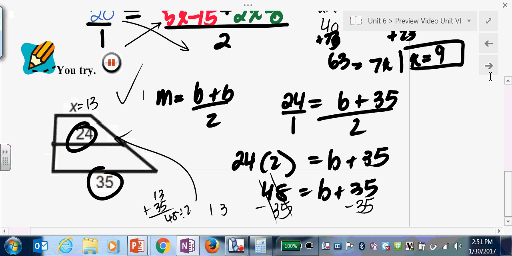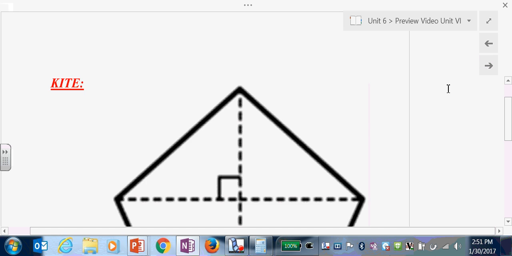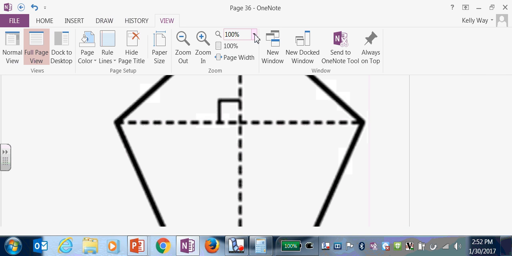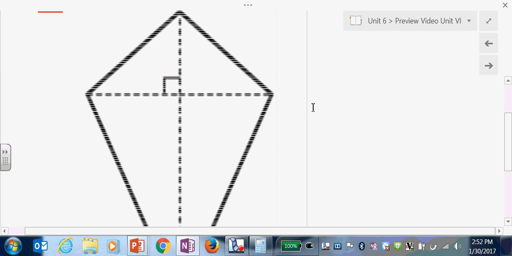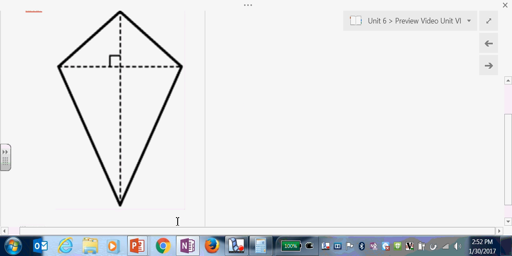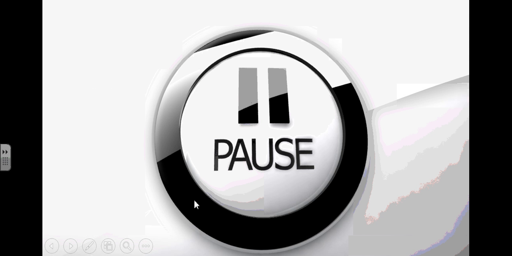So trapezoids are pretty easy here. Now we're going to come to a kite. What I'd like you to do is I'm going to pause the video for a second, and I'd like you to mark everything you believe might be true about this kite. Pause.